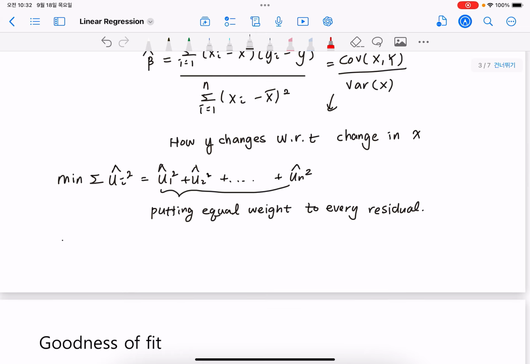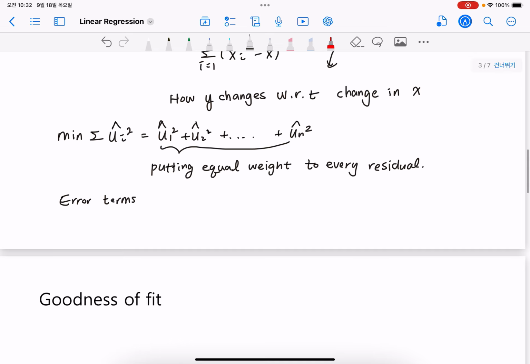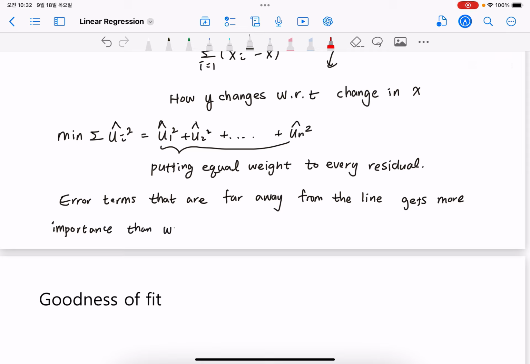So again, in other words, error terms or the residuals that are far away from the line get more importance than what they deserve. They actually deserve less weight, but they are given relatively greater weight, right? So that is a limitation of OLS.